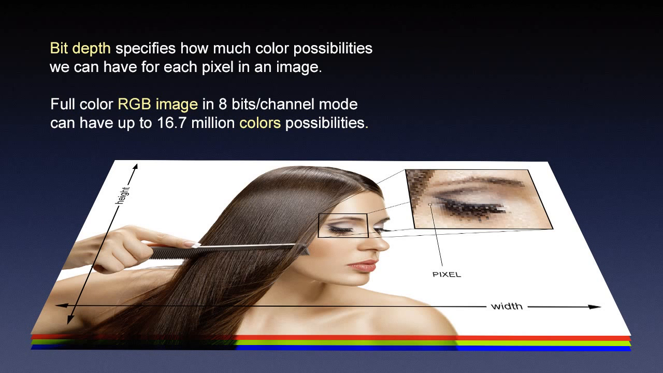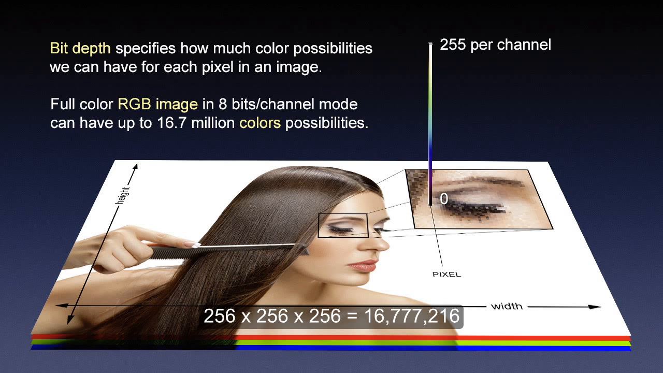What about the image in color? Well, in an image in color we have the same principle, but we have 3 channels. So we get the same bar and same scale from 0 to 255. The only difference is that we have 3 channels. So it's 255 times, actually 256 if you count from 0 to 255. So that's 256 times 256 times 256 for each of the 3 channels, giving us a total of 16.7 million color possibilities, right?